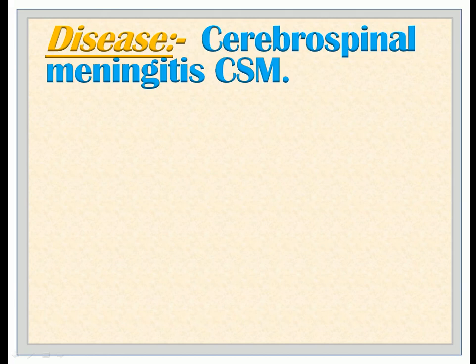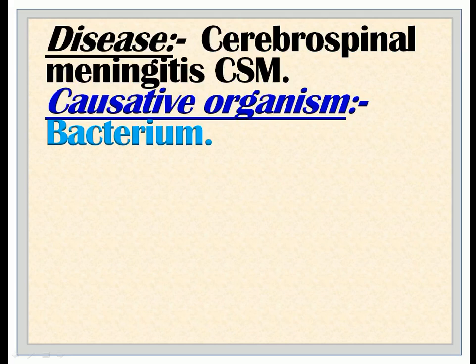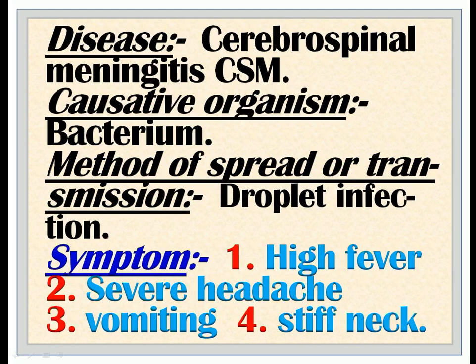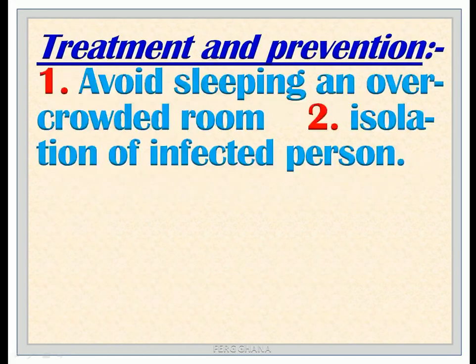Disease: cerebrospinal meningitis, CSM. Causative organism: bacterium. Method of spread or transmission: droplet infection. Symptoms: 1. High fever. 2. Severe headache. 3. Vomiting. 4. Stiff neck. Treatment and prevention: 1. Avoid sleeping in overcrowded room. 2. Isolation of infected person.